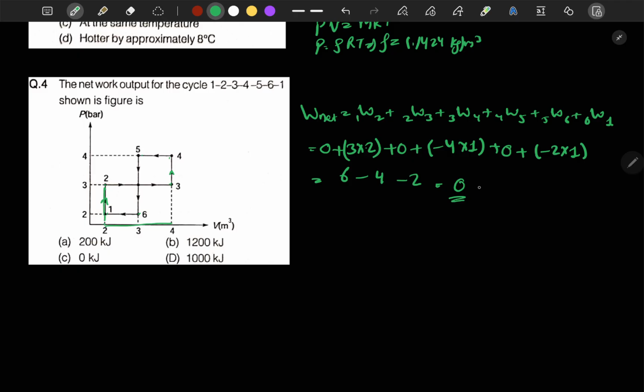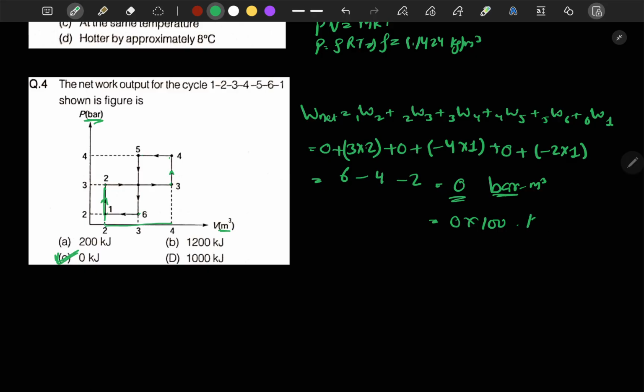Hence we can see from here that the net work done for the cycle 1 2 3 4 5 6 1 is 0 kilojoule. Originally, as I calculated, this value comes in bar meter cube, so we can convert bar to kilopascal by multiplying by 100, so this will be 0 into 100, still it will be 0.